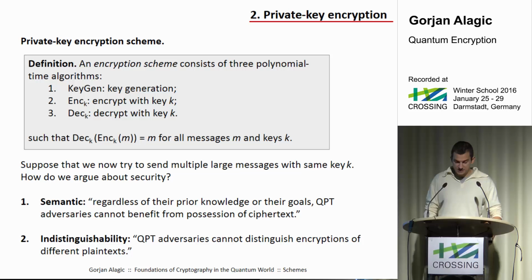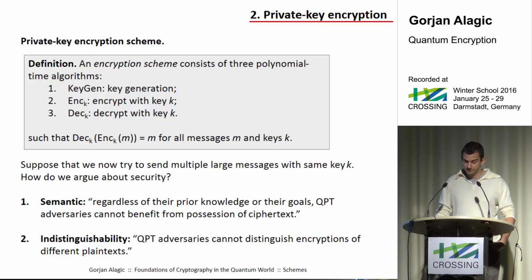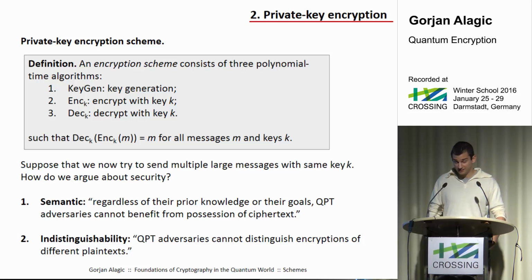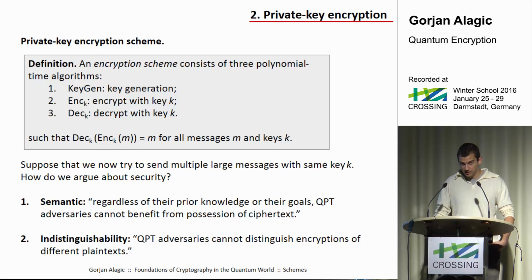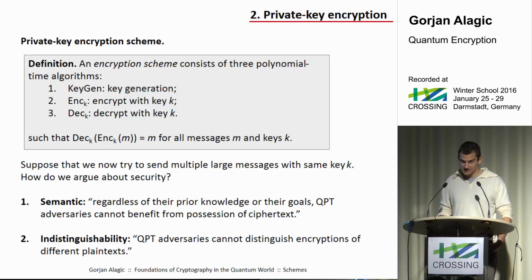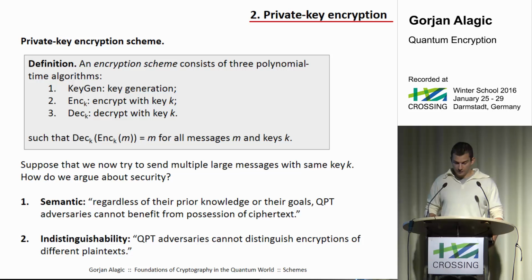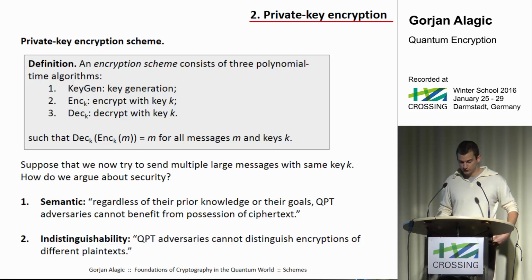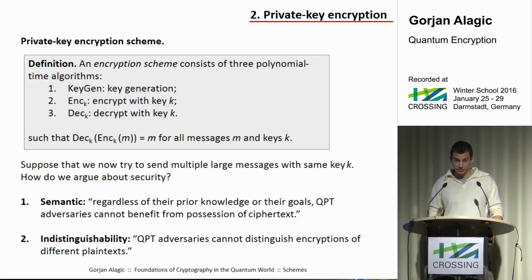And now the question becomes, how do we argue about security? Before we had a fairly straightforward notion: we just said Eve gets no information, Eve just sees perfectly random states. This is very convenient to talk about, but in this case we can't say that, because we know that we've given up perfect security, so we need some other notion. Basically there are two notions here, which are the same as in the purely classical setting: semantic security and indistinguishability.